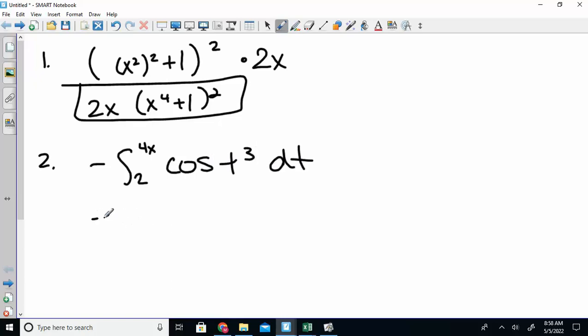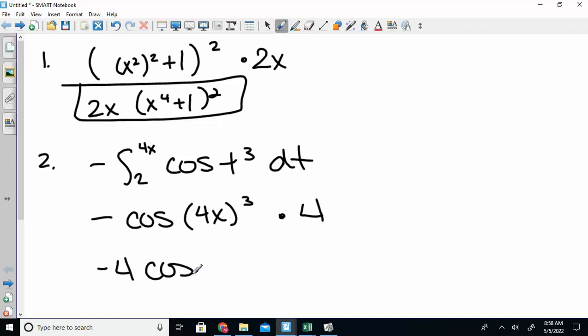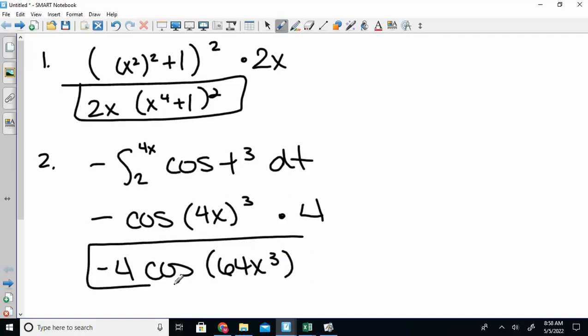So then to do this derivative, we replace the t with the 4x. And since it wasn't just a plain x, we have to multiply by the derivative, which is 4. So we get negative 4 cosine. You could leave it as 4x cubed, or 4 cubed is 64, x to the 3rd. Are we good with those?